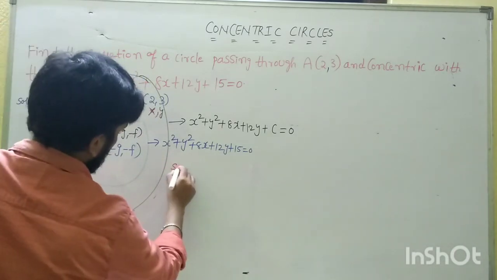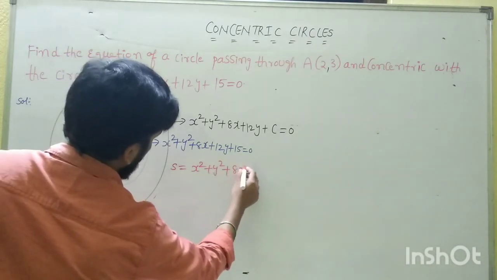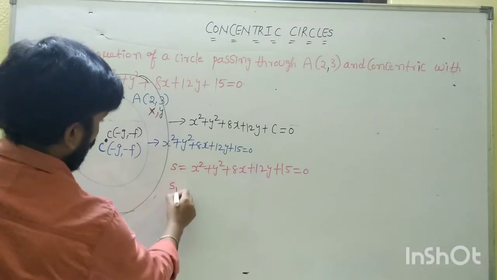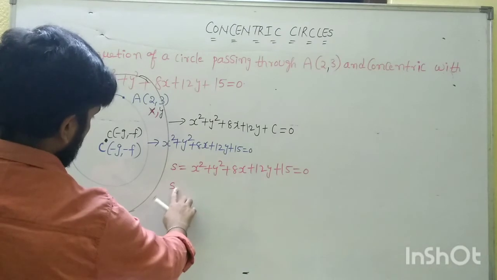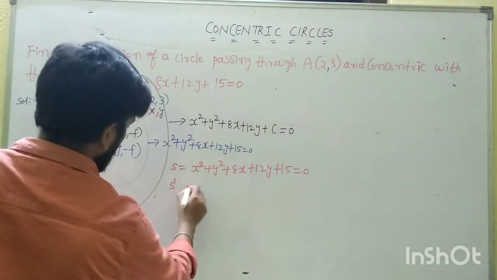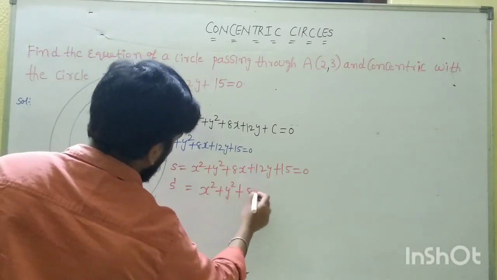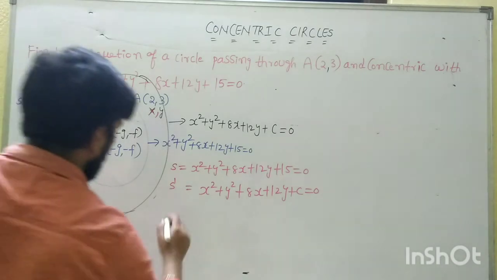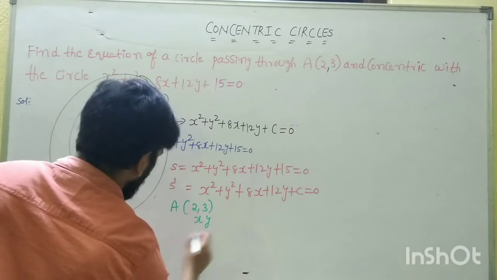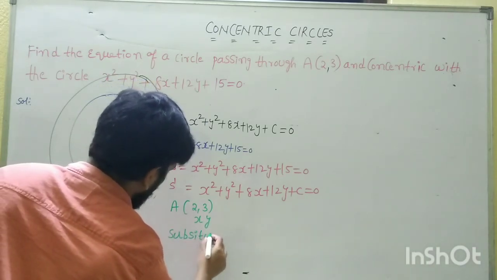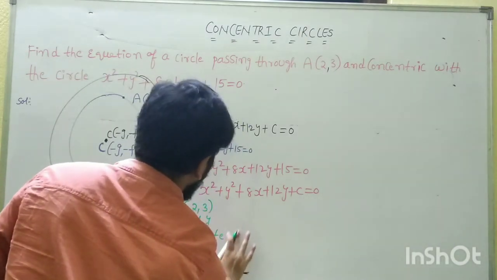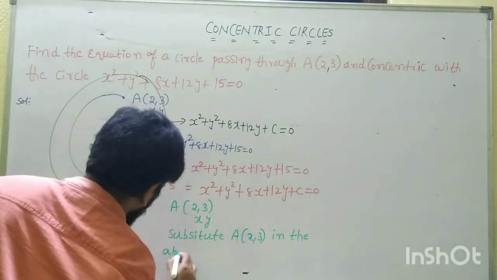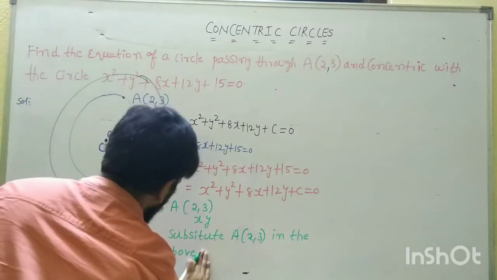Represent this circle as S equals x square plus y square plus 8x plus 12y plus 15 equals 0. Then S dash is x square plus y square plus 8x plus 12y plus c equals 0. Now the value of A is (2, 3), that is x comma y. Substitute the A value in the above circle.